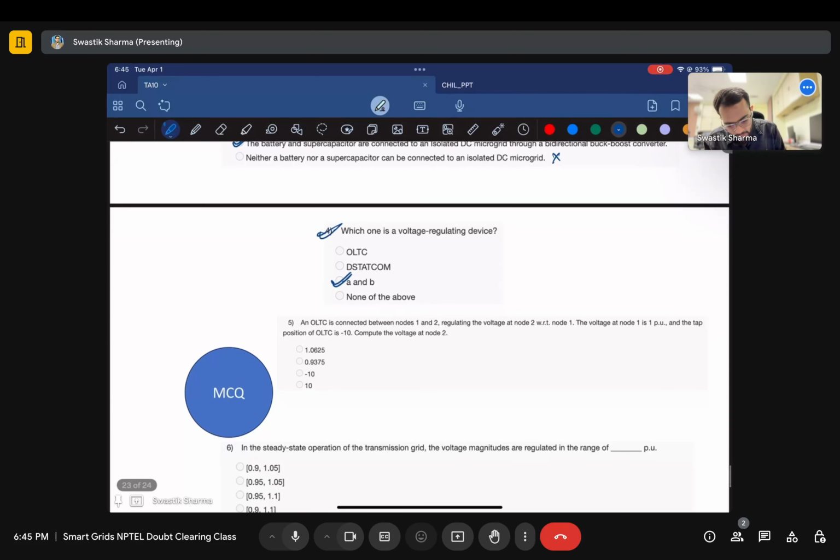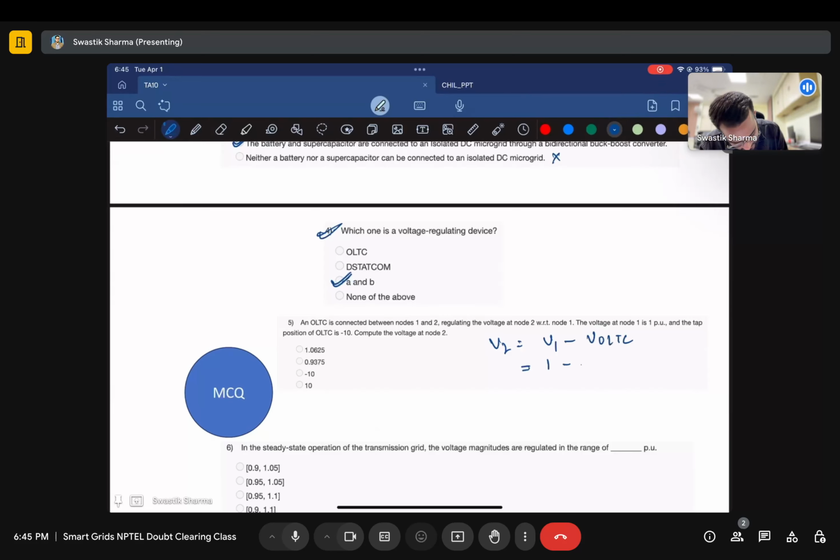Fifth, an OLTC is connected between nodes 1 and 2, regulating the voltage at node 2. So we need to regulate voltage at node 2 with respect to node 1. The voltage at node 1 is 1 per unit and the tap position is -10. Okay, so we are stepping down, and V2 is nothing but, since we are stepping down, V1 minus VOLTC. And V1 we know is 1 per unit.